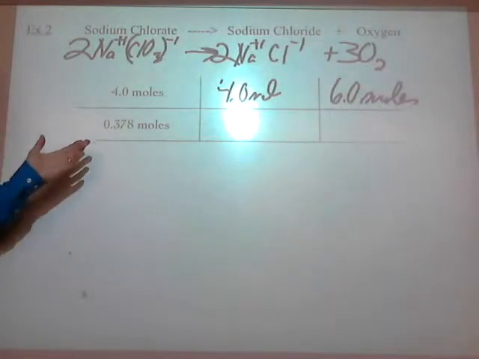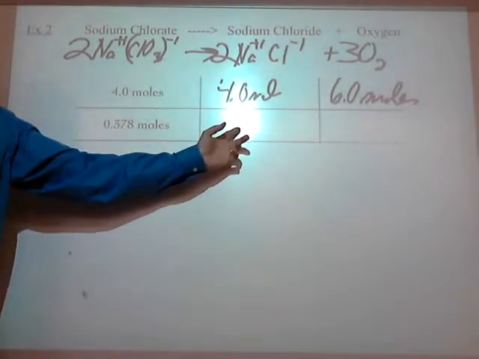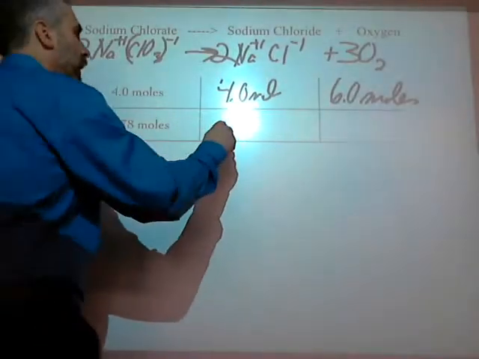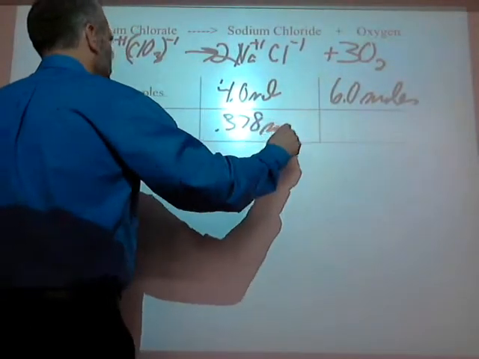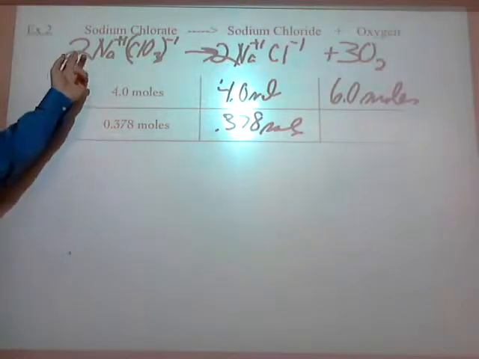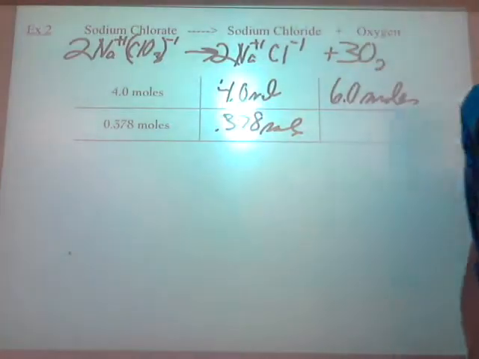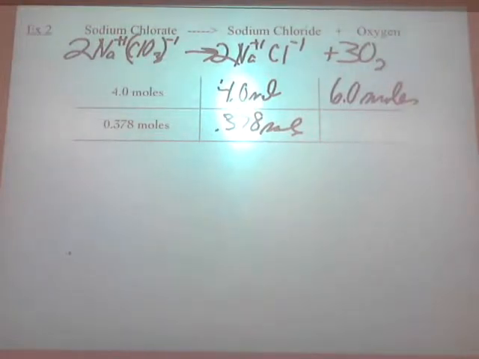Okay? Well, there's one I could do in my head. What's that guy going to be? Everybody agree? Yeah. That guy's going to be 0.378 because that coefficient and this coefficient are the same. However, this guy is a 3. Doing that in my head, not so easy.